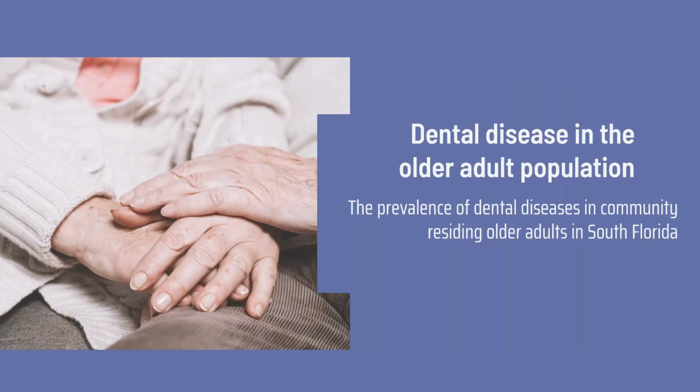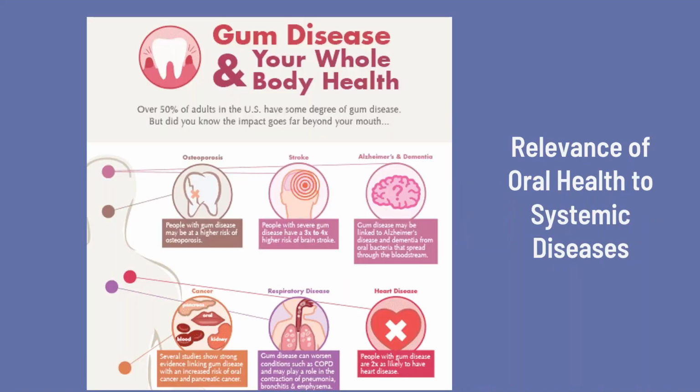Now let's consider oral health and its relevance to the various systemic diseases and their prevalence in South Florida's geriatric population. According to this infographic, gum disease has an impact on various systems of the body, like the musculoskeletal system in the form of osteoporosis, the central nervous system in the form of stroke, Alzheimer's disease and dementia, even in the form of cancer, the respiratory system in the form of COPD, and also heart disease.